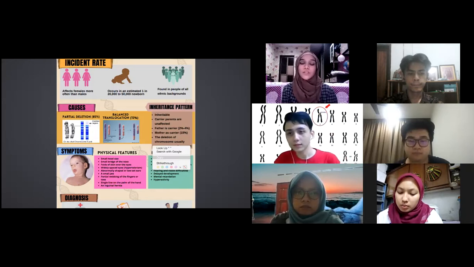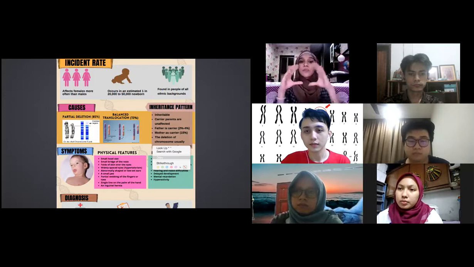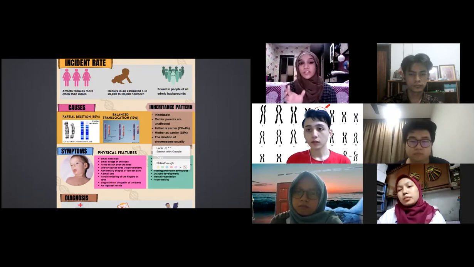The reason it's called partial deletion is because this disease is a monosomy. For example, in a diploid cell there is supposed to be a pair of homologous chromosomes. However, the second homologous chromosome only appears in a portion, because it is partially deleted at the P arm. That's why it's called partial deletion. The length and location of the deletion affects the severity of this disease.